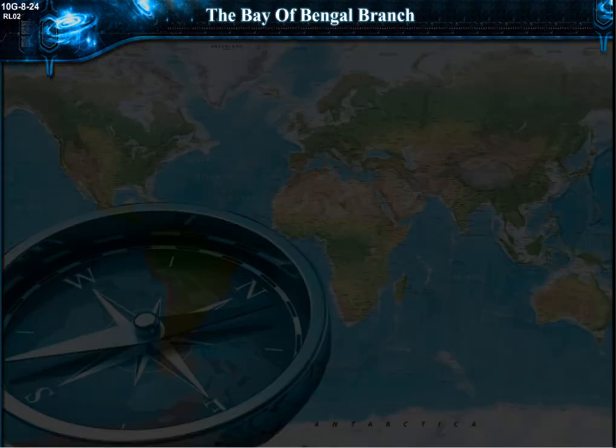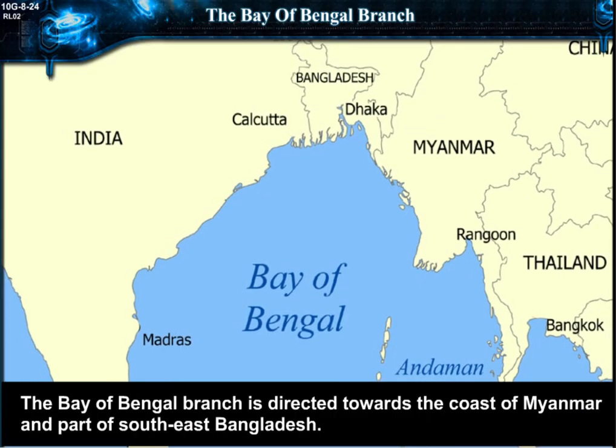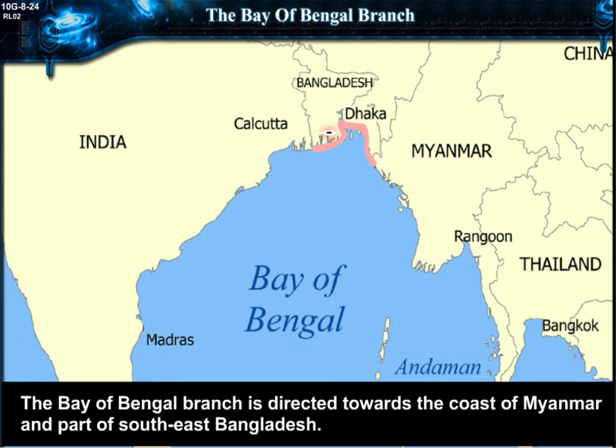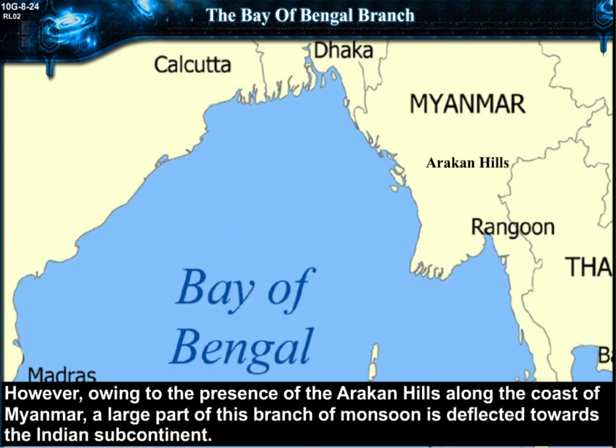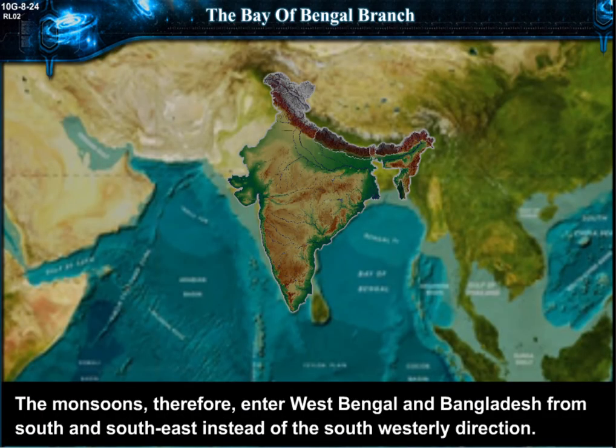The Bay of Bengal branch. The Bay of Bengal branch is directed towards the coast of Myanmar and part of southeast Bangladesh. However, owing to the presence of the Arakan Hills along the coast of Myanmar, a large part of this branch of monsoon is deflected towards the Indian subcontinent. The monsoons therefore enter West Bengal and Bangladesh from south and southeast instead of the southwesterly direction.